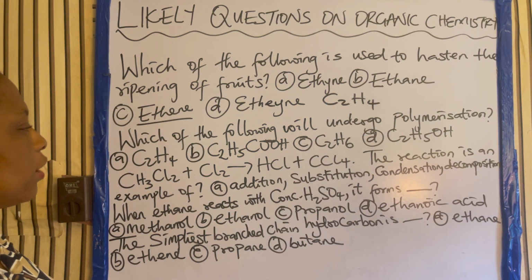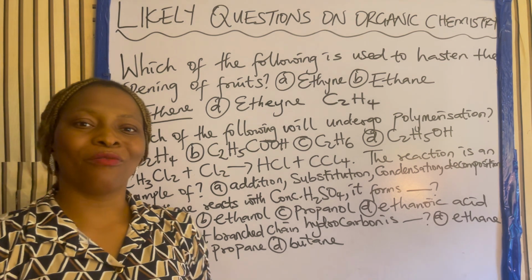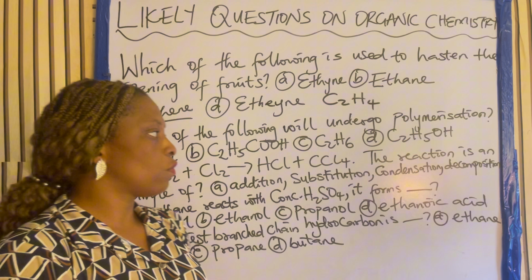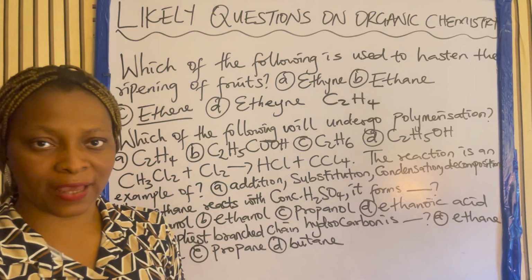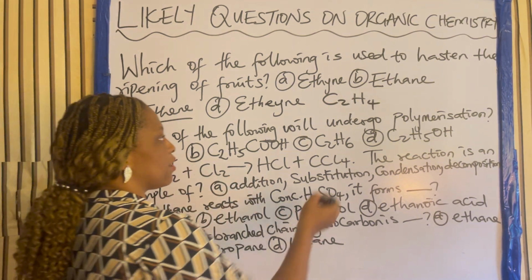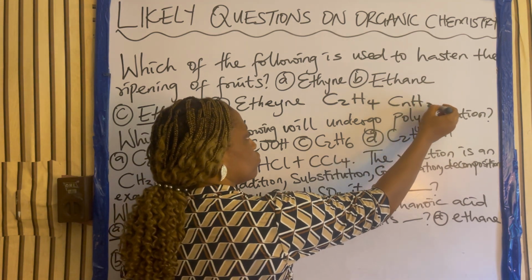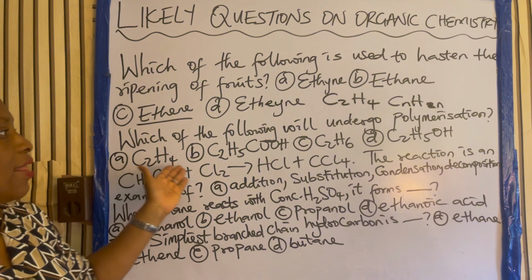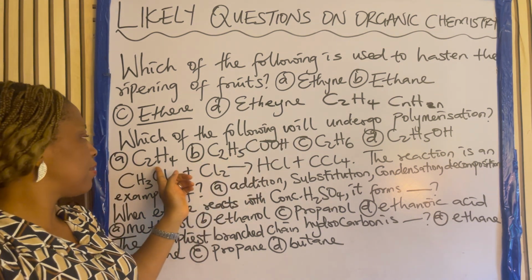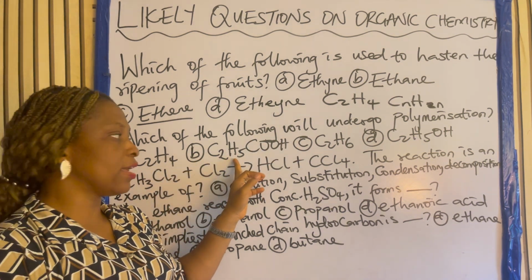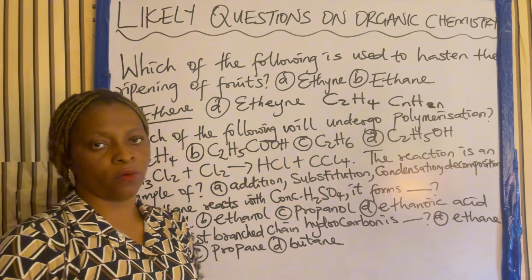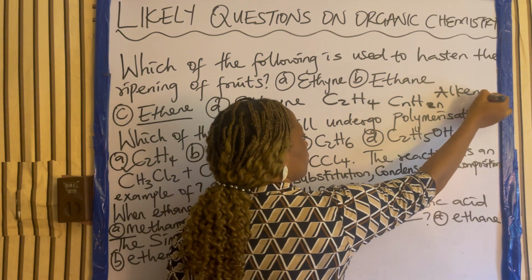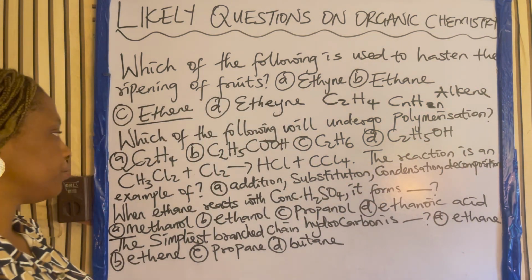Which of the following will undergo polymerization? Now, polymerization is usually undergone by the alkene family. So, which one has the alkene family here? Now, the alkene family, their general formula is CnH2n. This is their molecular formula. So, which one here is the alkene family? Ethane, propanoic acid, ethene, ethanol. Of course, the answer is ethene because all alkenes undergo polymerization.